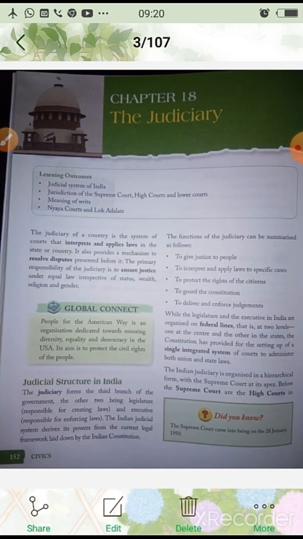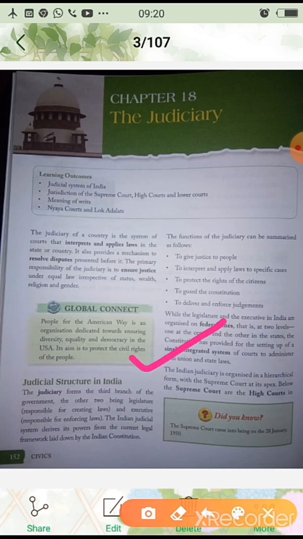Now see, very important, and this you should always keep in mind. What is given? That the Indian judiciary is organized in a sequence. Which court has the supreme power? It is the Supreme Court. Then below the Supreme Court is the High Court.